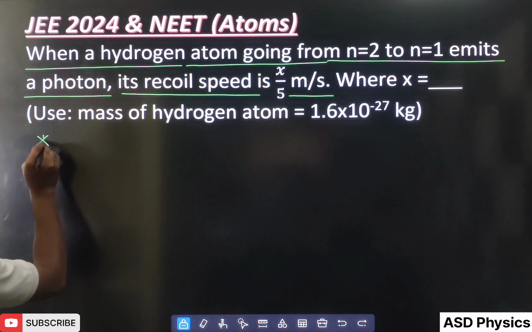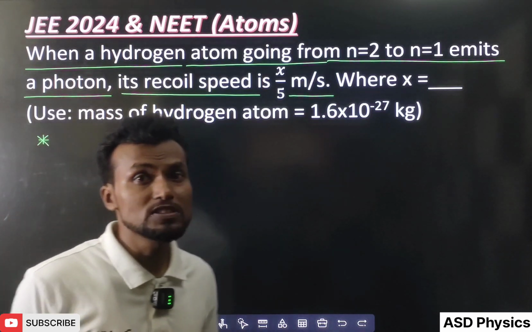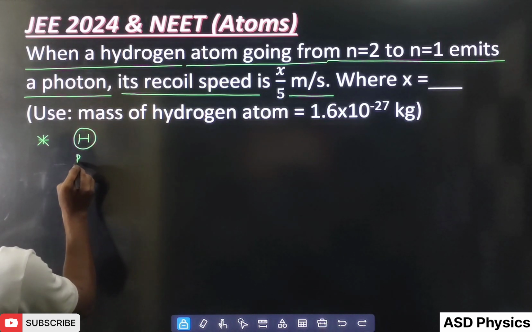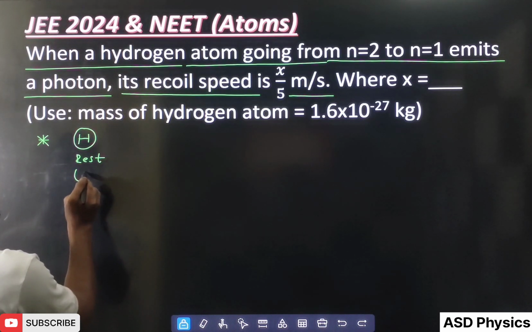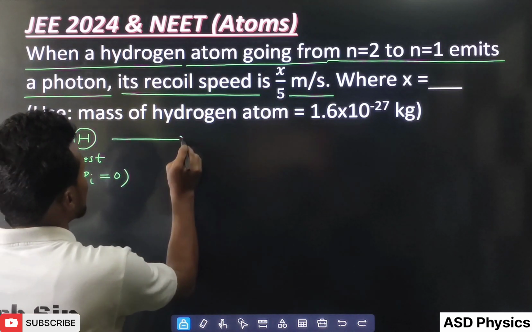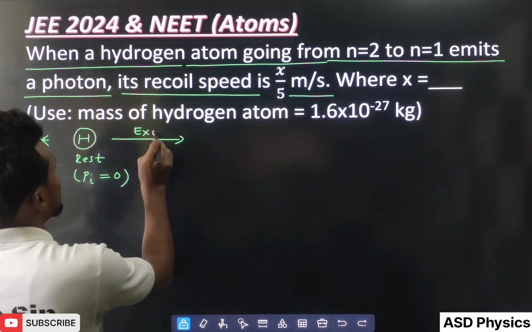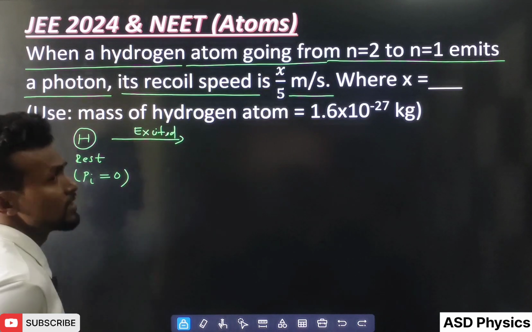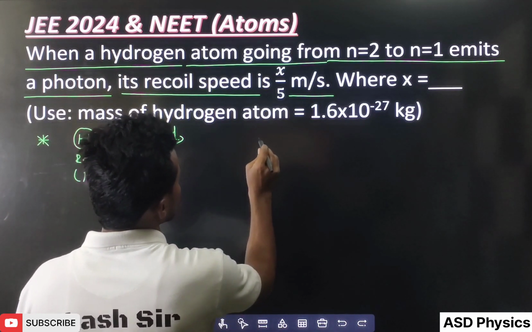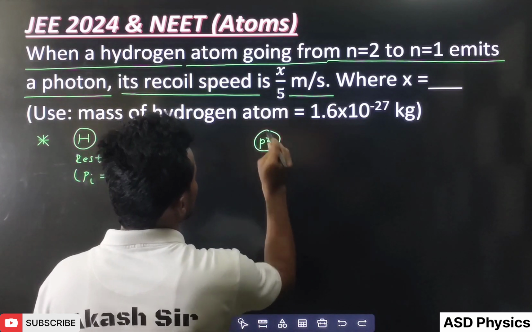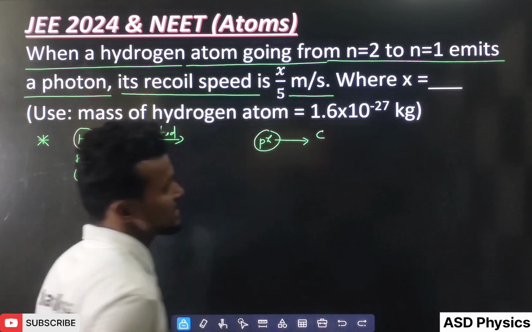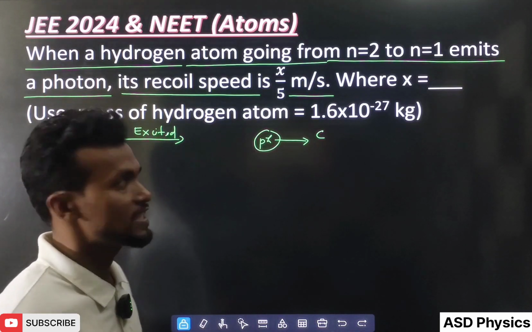Okay, so remember one thing: the hydrogen atom is at rest. So try to understand, please. Now this hydrogen atom is at rest, that means its initial momentum is how much? 0. Okay, so let's take that this hydrogen atom got excited. When it gets excited, it will emit a photon. Let's take this photon is going in this direction with some speed c, because a photon always moves with the speed of c.